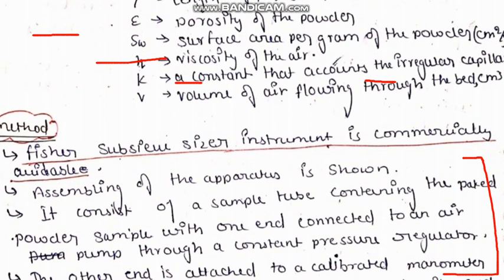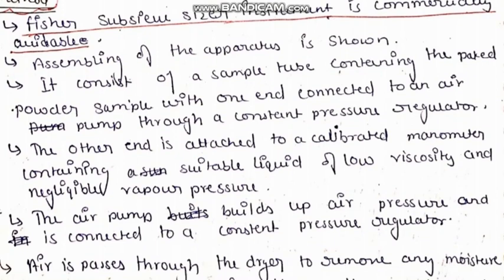And now we are moving on to the method. The Fisher subsieve sizer instrument is commercially available for this method. The assembly is shown on the next page, which we will discuss. It consists of a sample tube containing the packed powder sample with one end connected to an air pump through which a constant pressure regulator is attached, and on the other end a calibrated manometer is also used in this case. A suitable liquid of low viscosity and negligible vapor pressure is passed through it.